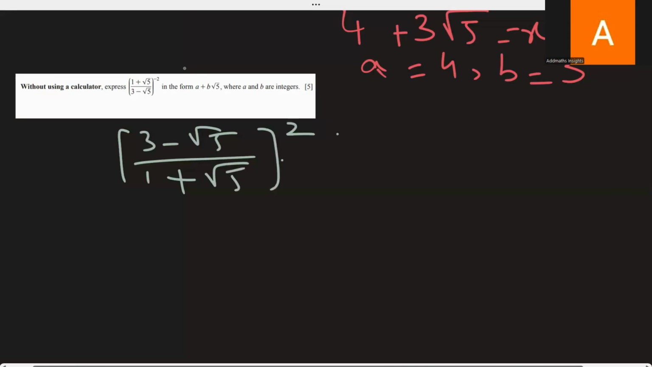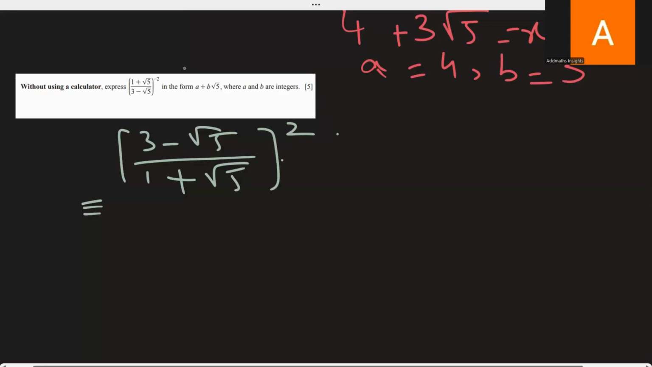Now you have two ways to solve it. You first can take the square of this numerator and the square of the denominator, and then you can do rationalization to remove surds from this fraction. Or secondly, you can first rationalize it and then take the square of the whole expression. So first we take the square of these numbers.